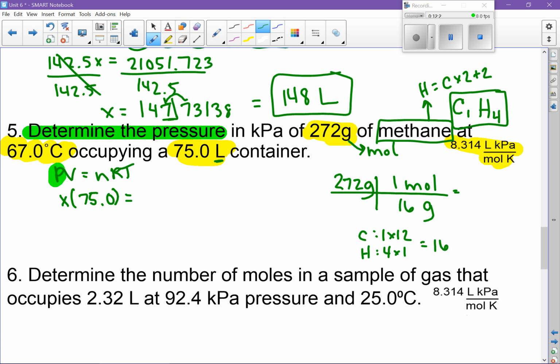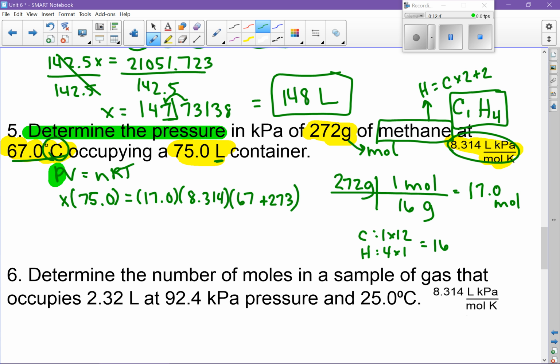So put this in your calculator, and let's see. I get exactly 17.0 moles. That's the number that I can now put in for N. R is our constant given here. And then I need the T for temperature, which I see 67, but notice it's Celsius, so I have to add 273. Now we're just going to start to solve. Add those two numbers together, you get 340. So over here I get 75x equals.